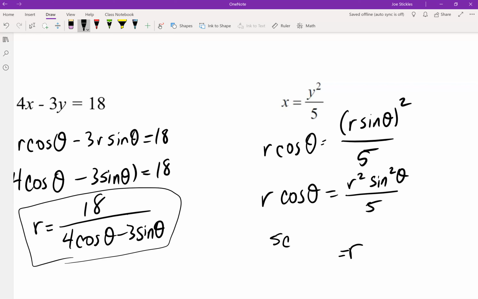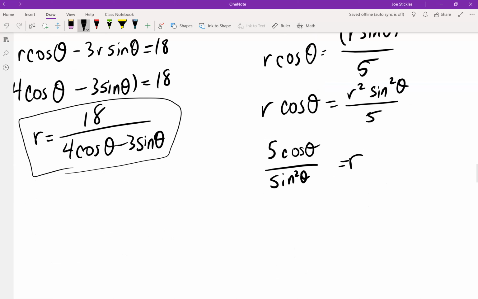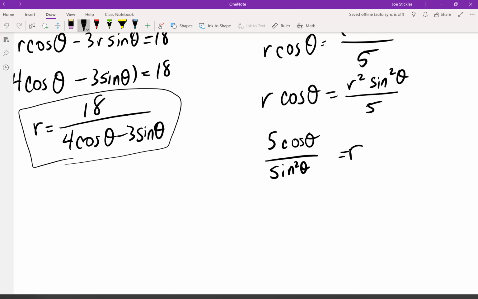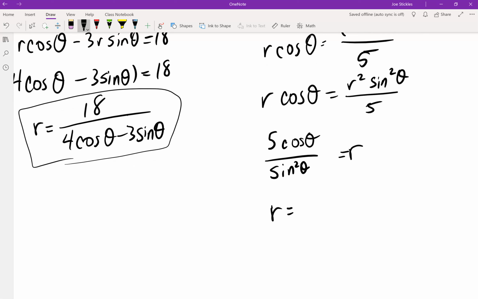And then I better multiply by 5, and write a better looking 5. And divide by sine squared. So I have r, I just divided by the r, multiply by the 5, divided by the sine squared. So I have r equals 5 cosine of theta over sine squared theta.